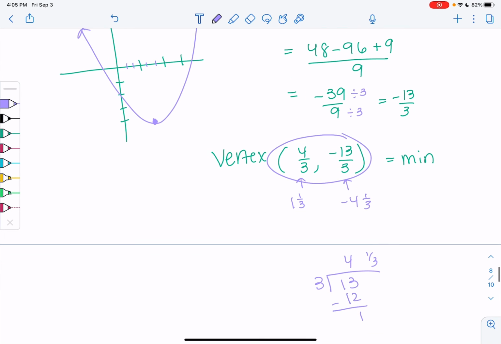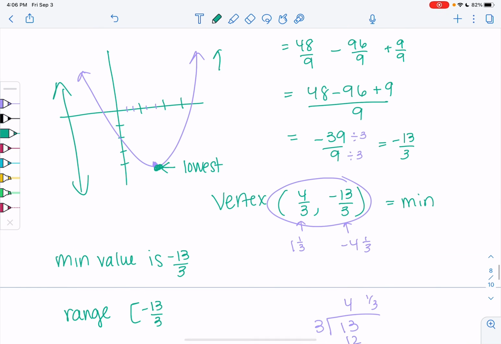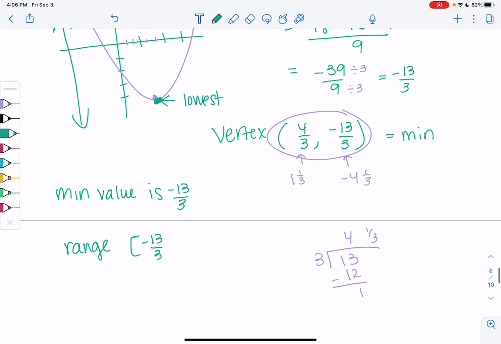So we know that the minimum value is negative 13/3, because min and max we think about up and down. That's the lowest point on the graph, and this will help us find the range. The range is just the y values. So it's the lowest point, negative 13/3, and then the graph just keeps going and going and going, so it goes to infinity. So that would be my range, the y values. If it opened down, it would go down to negative infinity, but that would be when a is negative. But that would be how to find the min and the range on this example.